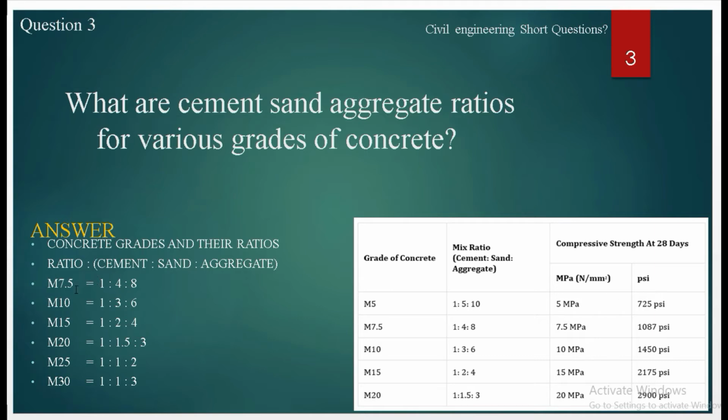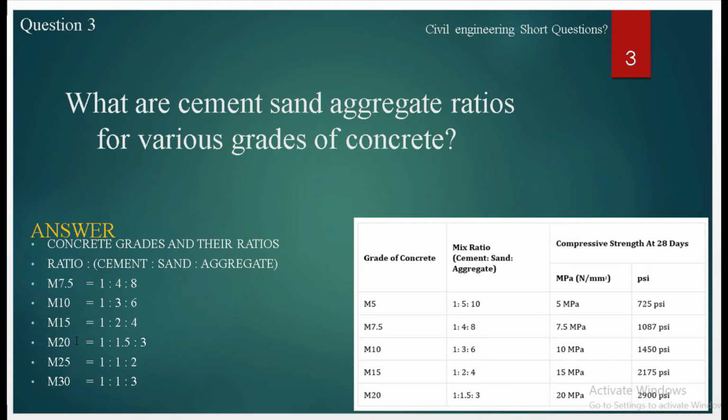The various grades are M5, which is 1:5:10. One is for cement, 5 is for sand, which is also called fine aggregate, and 10 is for aggregate, which is also called coarse aggregate. So 1 cement, 5 fine aggregate, and 10 coarse aggregate. And then for M7.5 we have 1:4:8. That's also written on the left side, 1:4:8. For M10 it's 1:3:6. For M15 it's 1:2:4, which is mostly used for PCC work, plain cement concrete.